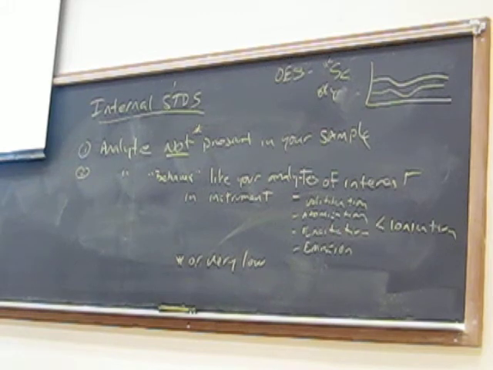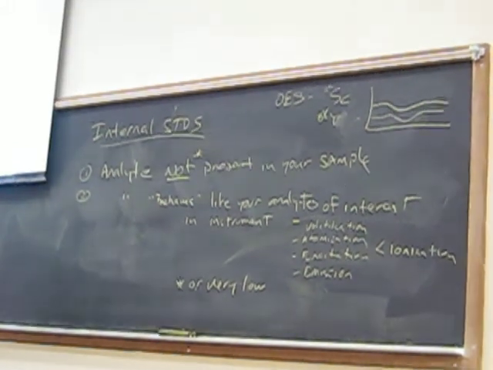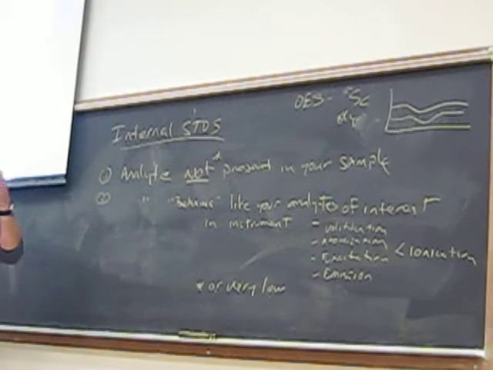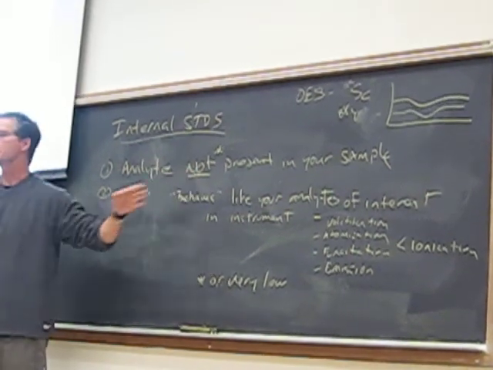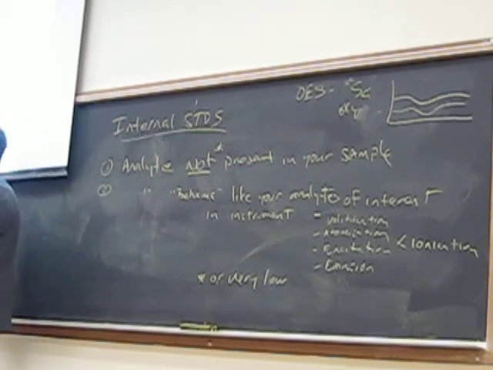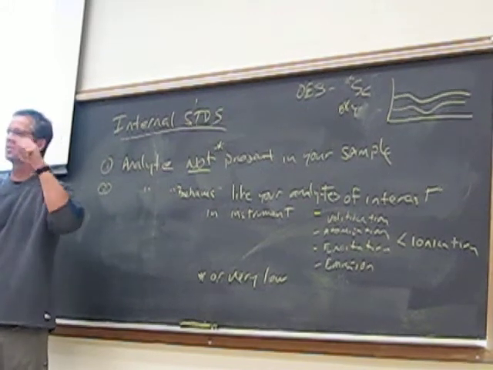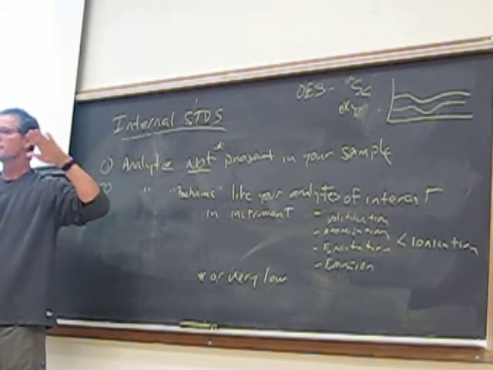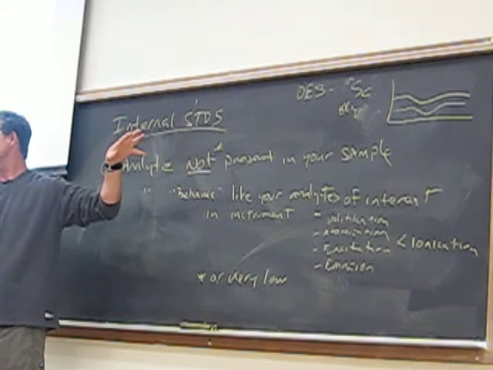So what are they? Internal standards are one or more analytes that are not present in your sample, because if they were, it'd be a problem. Because if they vary from one sample to the other, then you get fluctuation in your internal standard that was not due to changes in the instrument sensitivity or whatever.